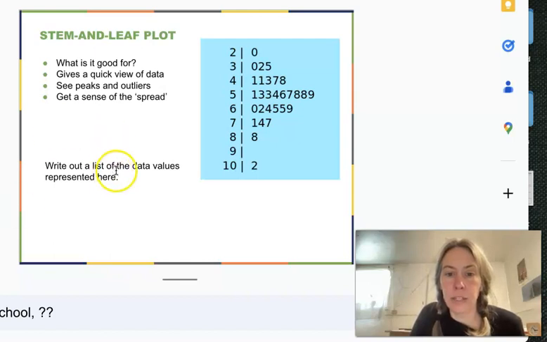Write out a list of the data values represented here. So can you do that? 20, 30, 32, 35, 41, 41. So the stem and leaf plot represents numbers in a very specific way.